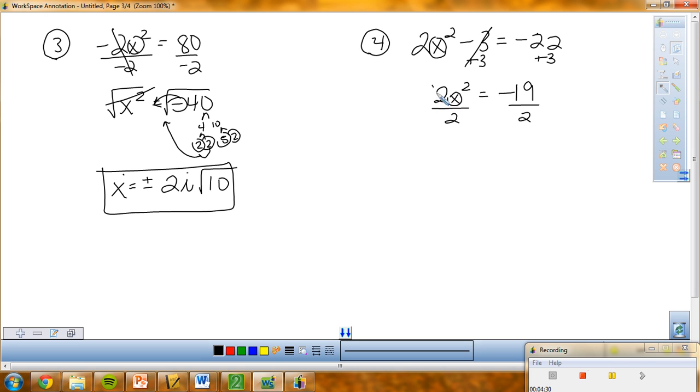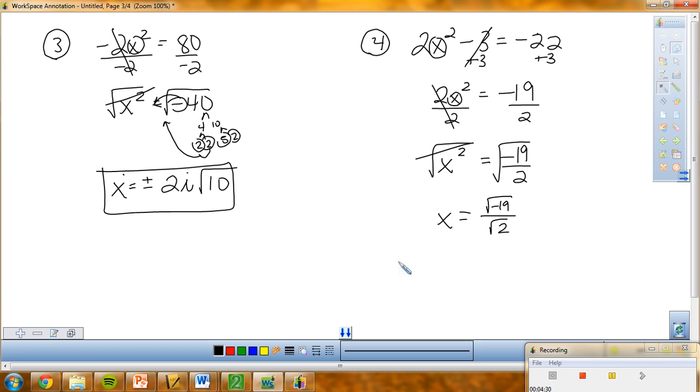and divide by 2. Now negative 19 over 2 is going to give me a decimal, and I'm going to leave it as an exact answer. So I have x squared equals negative 19 over 2. So I'm going to take the square root and take the square root. So this is gone, and now I have something a little bit different. My x is going to be equal to the square root of negative 19 over the square root of 2.